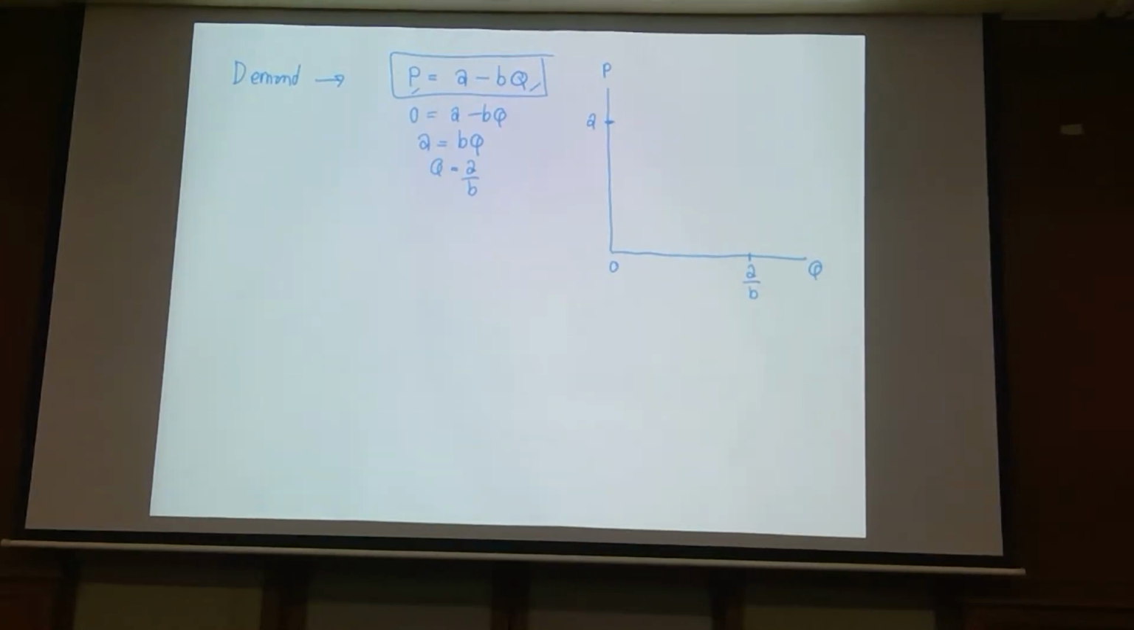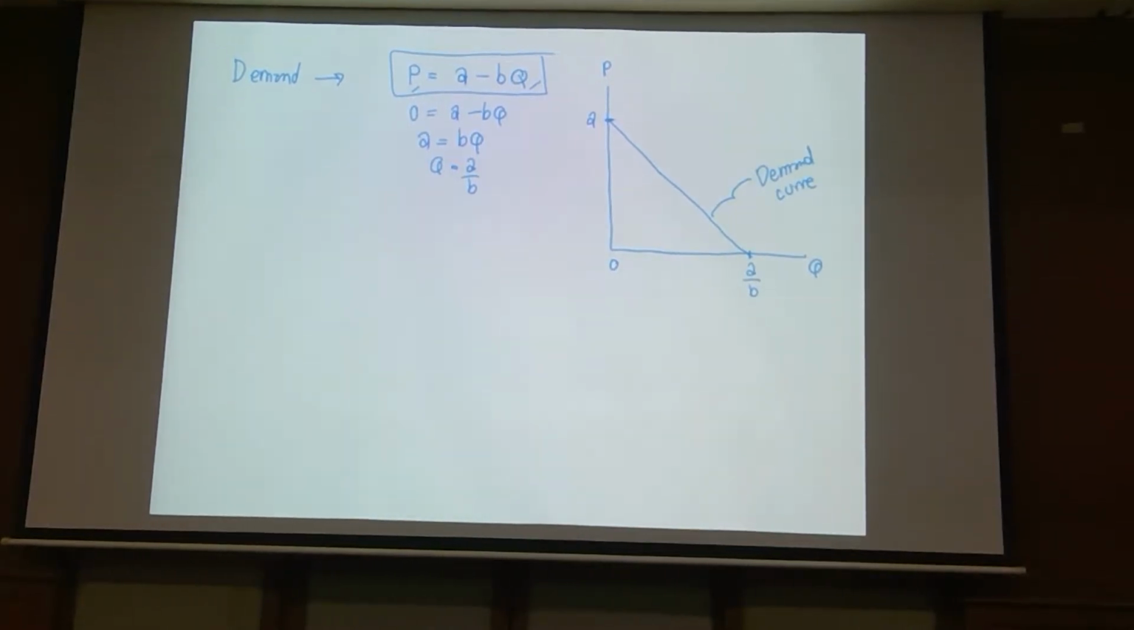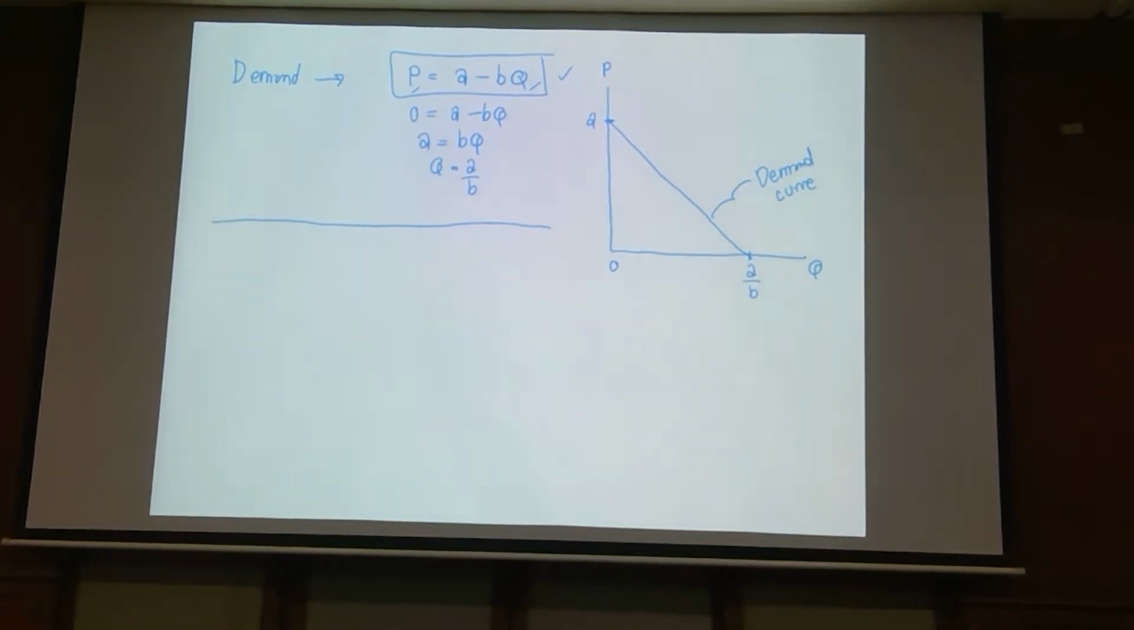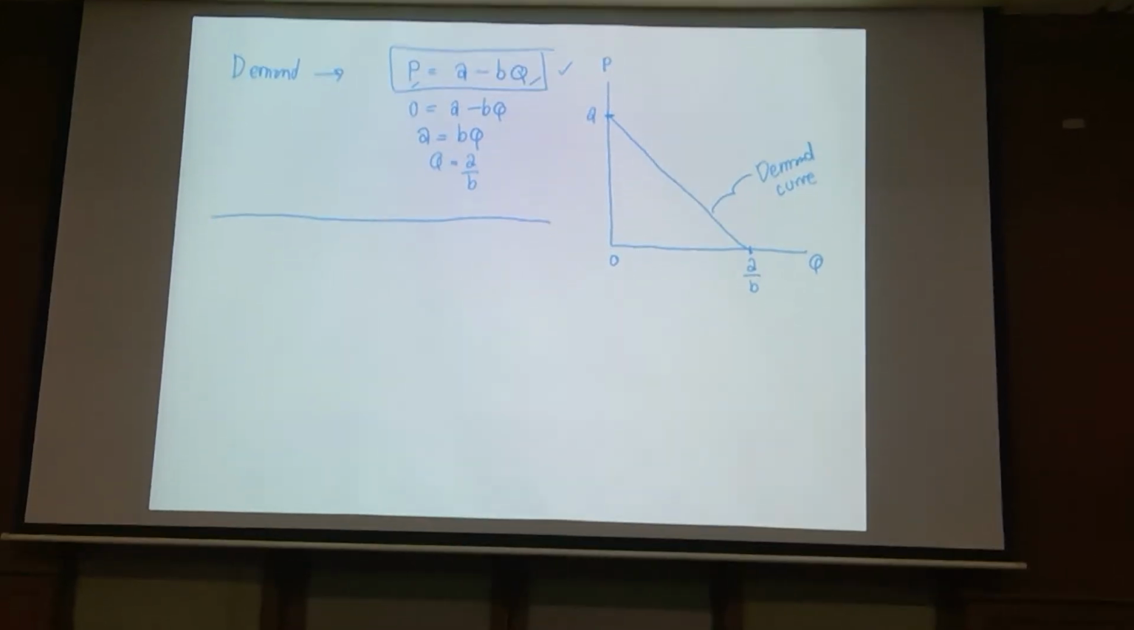A over B there. So if we connect these points together, you get the demand curve based on this demand equation. Okay, so that is demand. Then we're going to show that demand is downward sloping. Normally we're going to see marginal revenue downward sloping, and it should be twice as steep as demand. So we're going to plot the marginal revenue curve on the same plane over here.